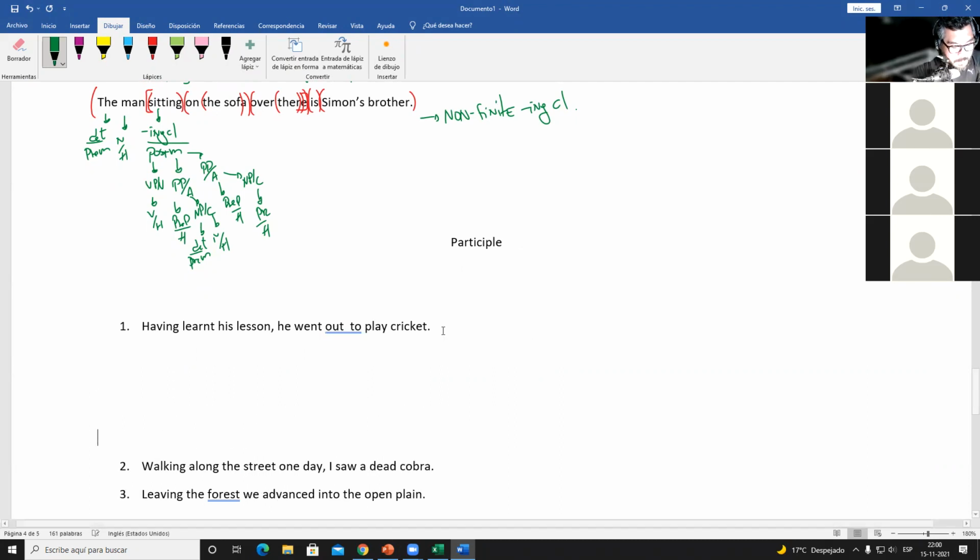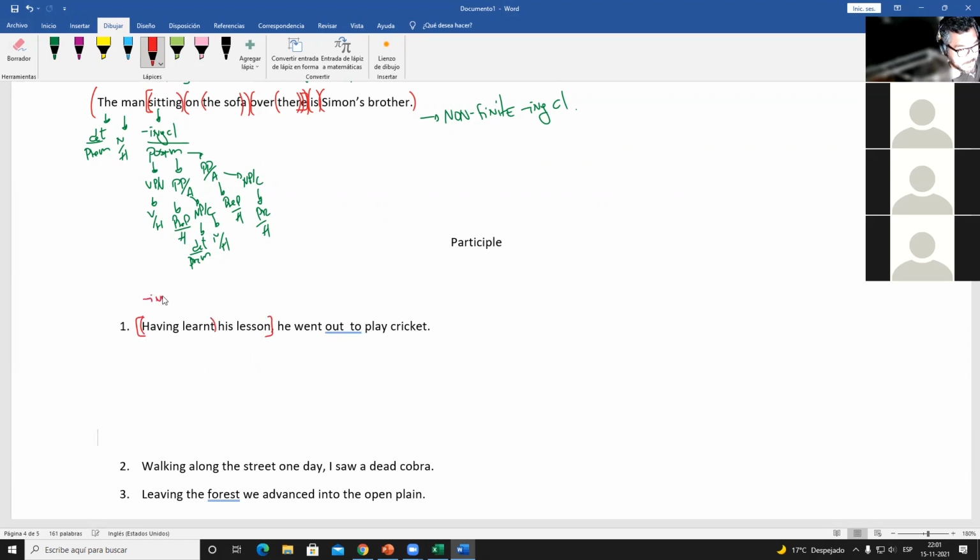Que es exactamente igual a lo que hemos hecho antes. Having learned his lesson, he went out to play cricket. Having learned his lesson is clearly a dependent clause, but not an independent clause. Having learned, that's the verb phrase.